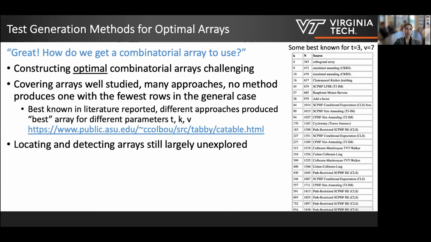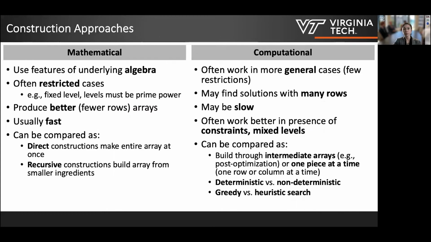Locating and detecting arrays are still largely unexplored. Many of the techniques that work for covering arrays can be adapted to locating and detecting arrays, but many cannot. So what are some of the construction approaches for covering arrays? They generally fall into two different classes. There are the mathematical constructions and the computational constructions.